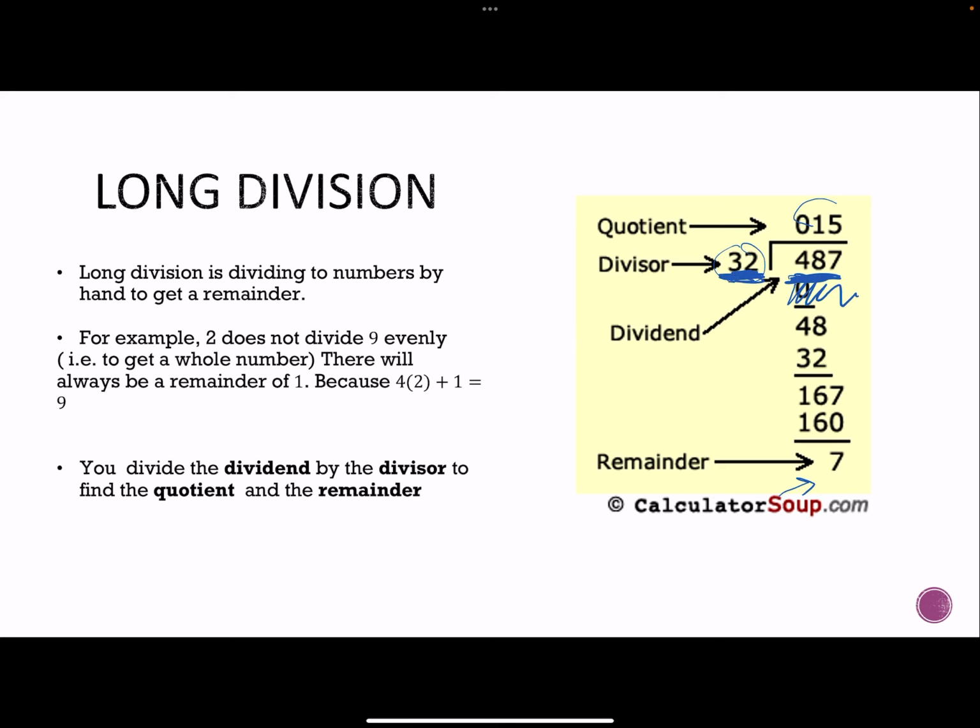I've got a 2-digit number, and I want to say, okay, how many times does 32 fit into 48? The answer is 1. 1 times 32 is 32, and then I subtract. That gives me 16, and I pull down the next digit. How many times does 32 fit into 167? Well, that's 5. 5 times 32 gives me 160, and then I subtract to get our remainder of 7. And if we had more digits, we'd just keep going with this iterative process until we found our final answer. So let's work through a couple of examples.